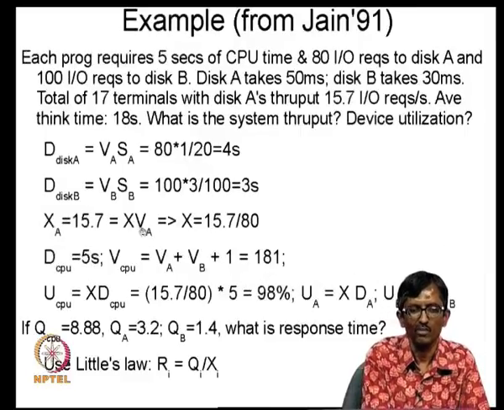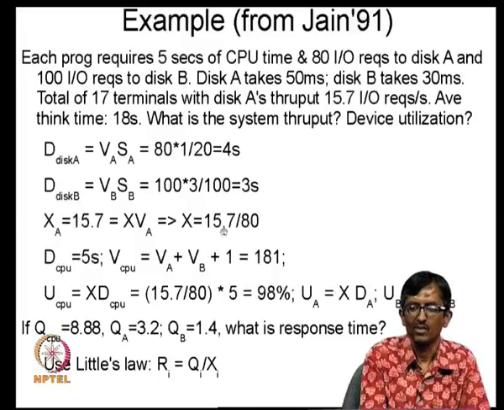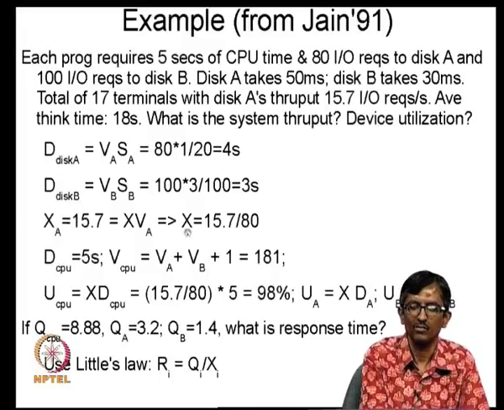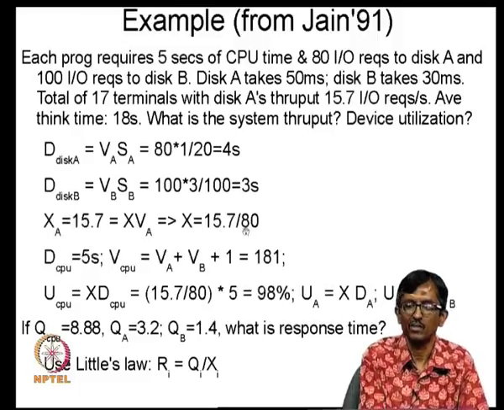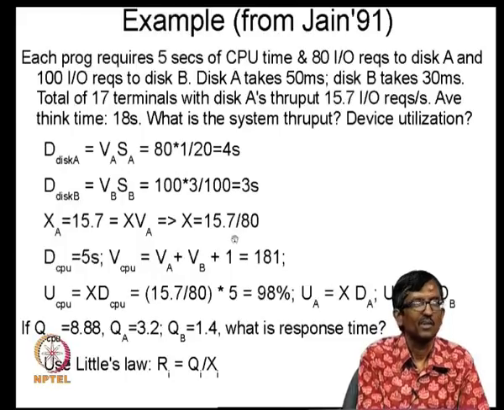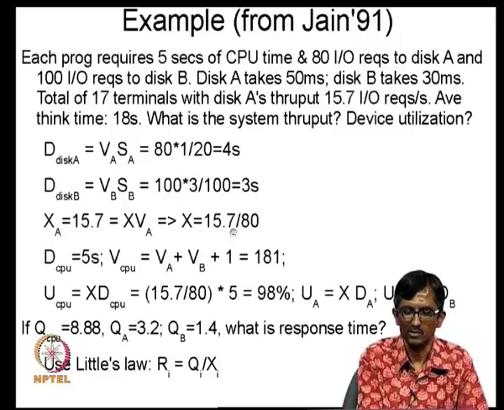So, now you know VA, because that is the number of times you go to disk. So, you can see that the system throughput is basically X equal to 15.7 by 80. That is the throughput of the whole system. So, basically you are able to achieve a throughput given by this.